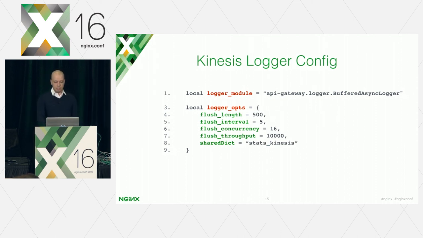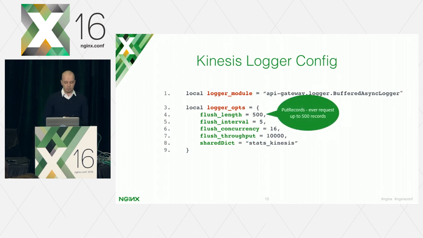So in this configuration, you have the flush length, because all the records are being buffered, and the flush length is going to be 500, just because we want to keep that number in the Kinesis parameters. But if you use another technology, you could use some other numbers here.